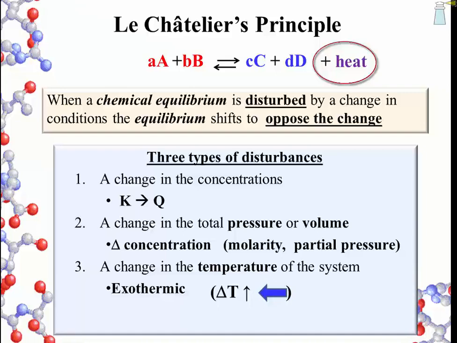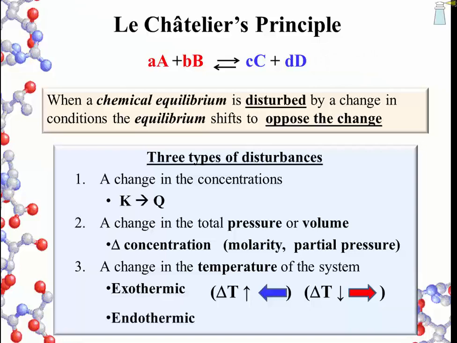And if heat is removed from an exothermic reaction, that is like removing the concentration of a product, which pushes the forward direction of the reaction to make more product in order to reestablish the equilibrium. That is a change in temperature of an exothermic reaction. What if the reaction is endothermic?